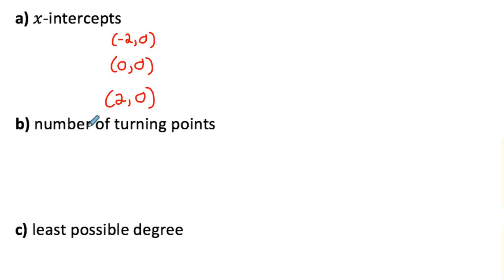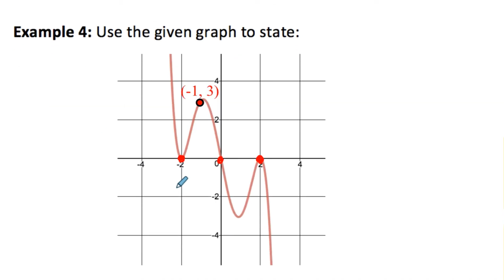Now it doesn't ask for what order the x-intercepts are, but let's write them anyway. I know that at negative 2, the x-intercept is order 2, and I can tell that because of the shape it makes. It looks like a degree 2 power function there. It looks like a parabola, so I know that x-intercept is order 2. Same with this one, order 2. But at the x-intercept of 0, it's order 1 because it goes straight through that x-intercept.